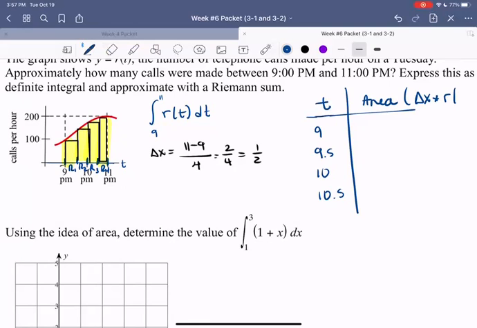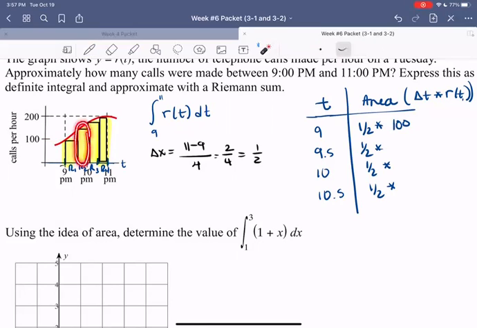So I'm going to have change of t here. Change of t times r of t sub i, let's say. So our change of t is always 1/2. We'll have 1/2 for each of these. And then now we can just look at our graph to approximate what those output values are, what the calls per hour is. So over R1, calls per hour is about 100.